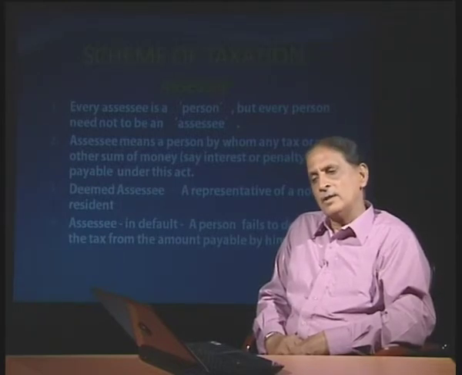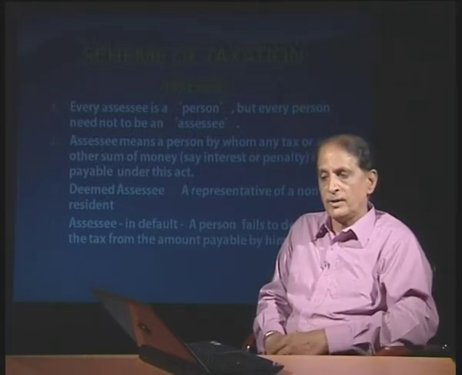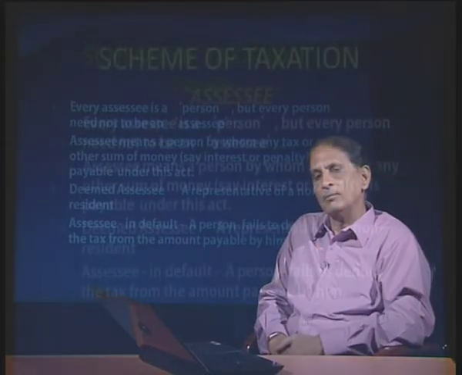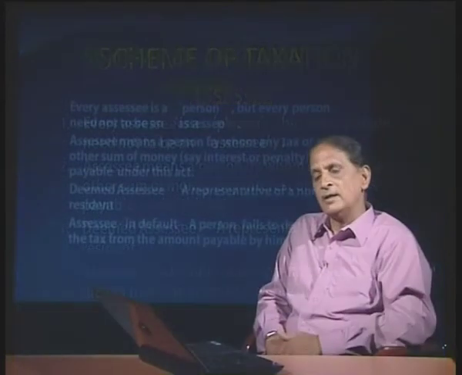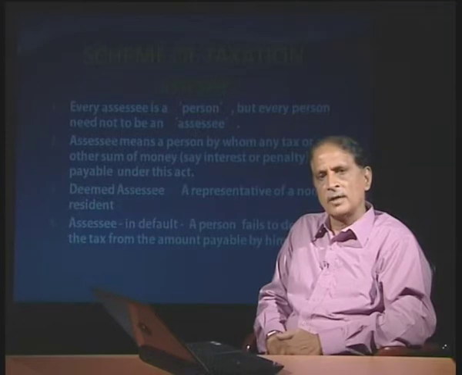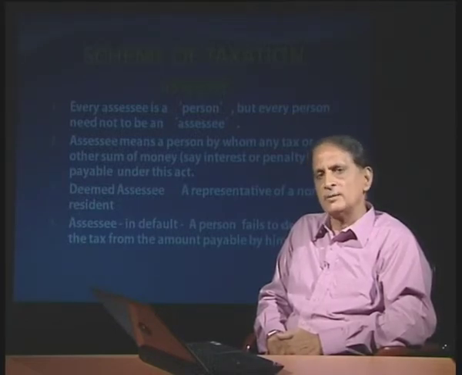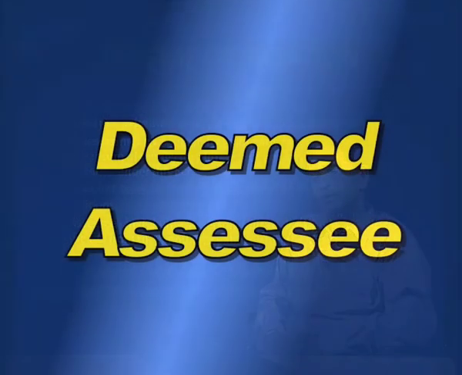Normally, what happens? A person is required to pay the tax in respect of his own income, but when a person is called upon to pay the tax in respect of income belonging to others, he is called a deemed assessee. Deemed assessee includes a representative of a non-resident. As we discussed earlier, under section 172, if any non-resident is involved in carrying goods from India to other countries through seaways and appoints an agent in India, that agent is considered as deemed assessee of that non-resident assessee.